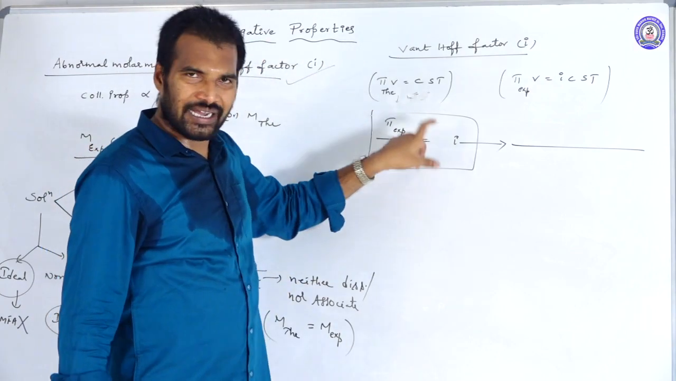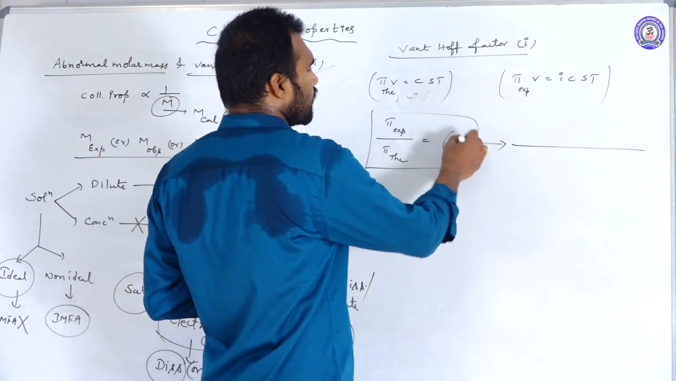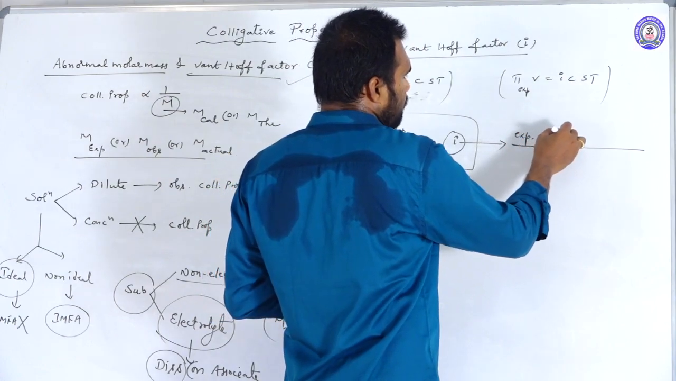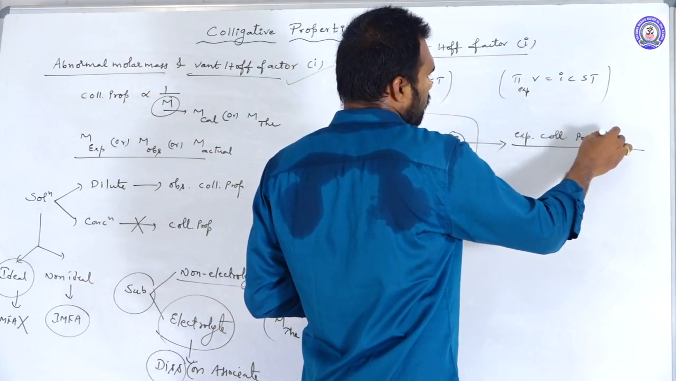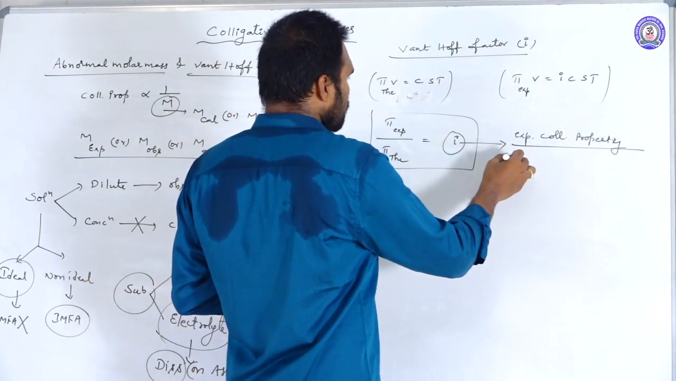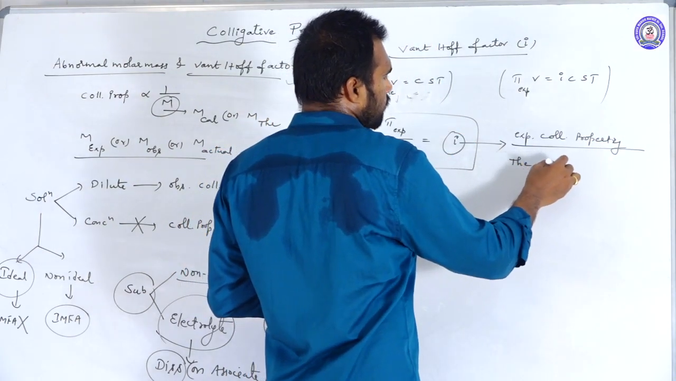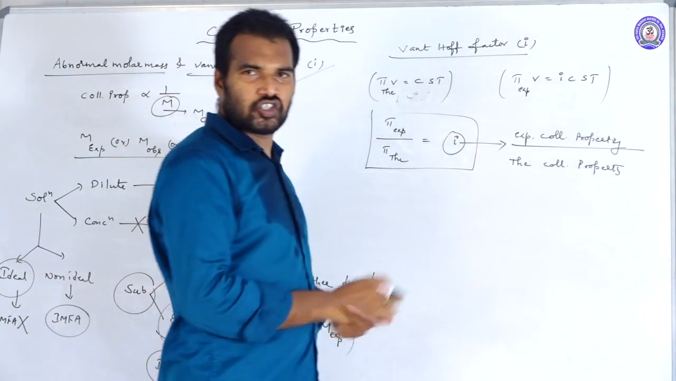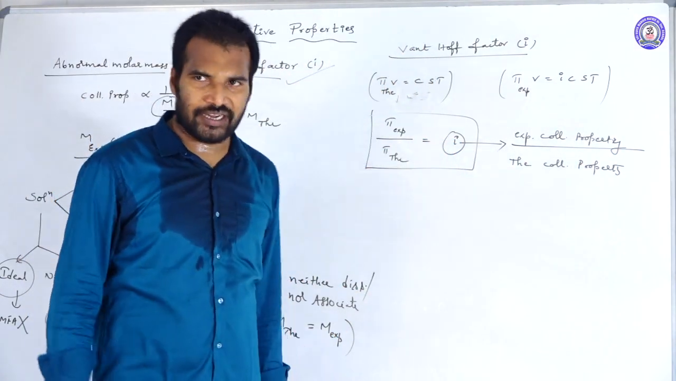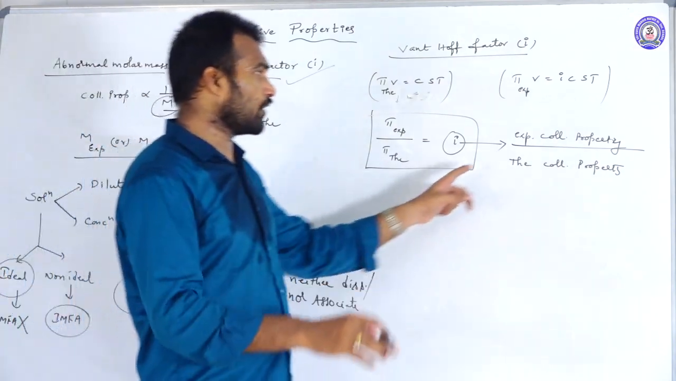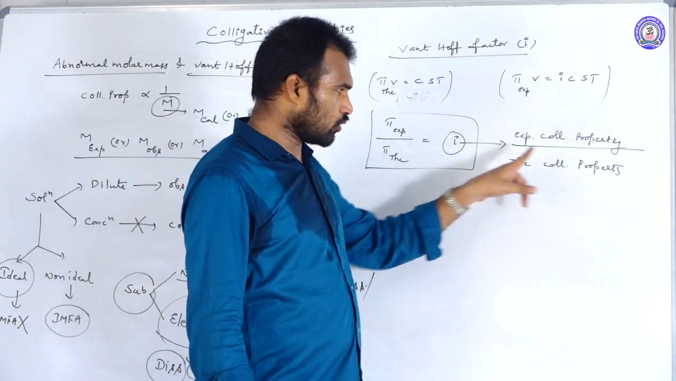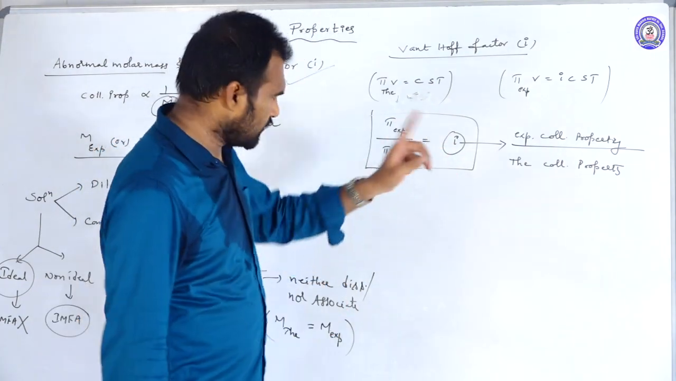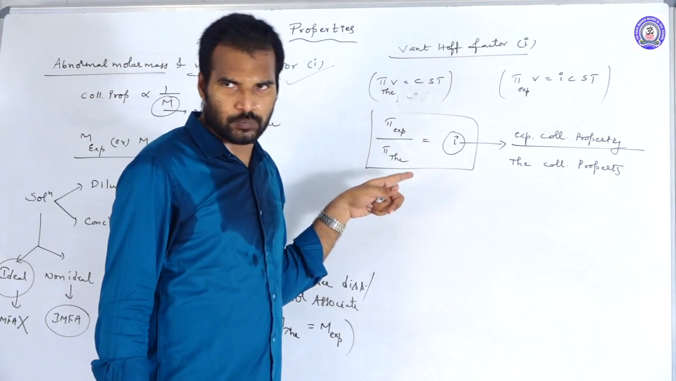So how do you define i? i is the ratio between the experimental colligative property to the theoretical colligative property. And that ratio we call i, Van't Hoff's factor. So the ratio between the experimental colligative property and the theoretical colligative property, we call it i. That is why i is equal to pi experimental by pi theoretical.